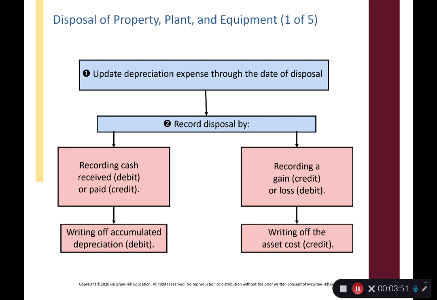The way they describe it here makes it sound complicated. I'm going to make it nice and easy for you. So what we're going to need to do when we get rid of the asset is get rid of the accumulated depreciation account. So we're going to do that by debiting the accumulated depreciation account, which reduces accumulated depreciation and in turn makes assets go up. And then we're going to credit the asset to get rid of it.